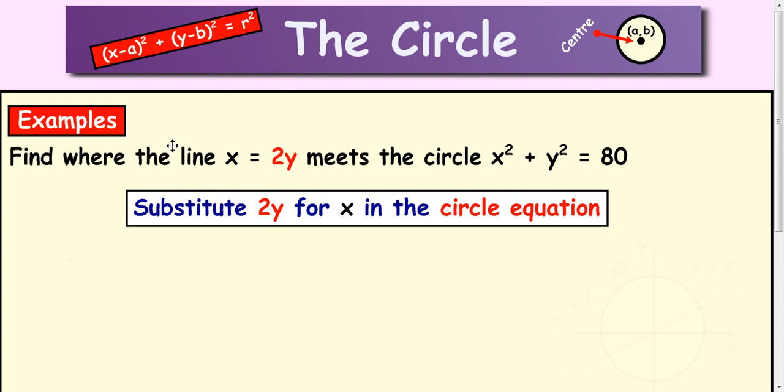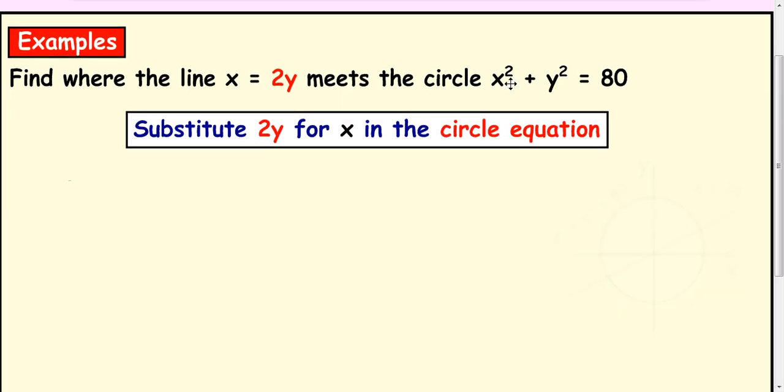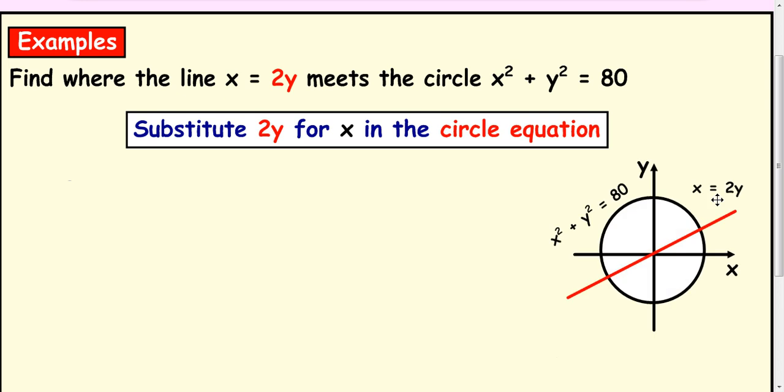Now let's look at another example. Find where the line x equals 2y meets the circle this time. So if you were to draw a wee sketch, it would look like this. If you rearranged, you get y equals a half x for the straight line, that's why it's not very steep. Again, circle has a centre point 0, 0. If it had x minus 2 squared plus y minus 3 squared, then it wouldn't have a centre point 0, 0.